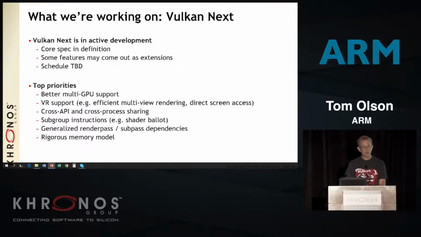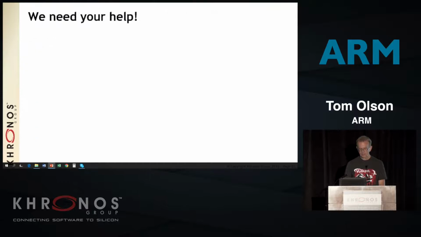Subgroup, these are all things that are missing today in Vulkan. Subgroup instructions were recently added to SPIR-V, and we're going to expose those. Some improvements to render pass, and very important, a tightening up of the memory model, which right now is not very well specified. So we think we've got good momentum. We think we're making good progress, and we like our roadmap. We really need your help.